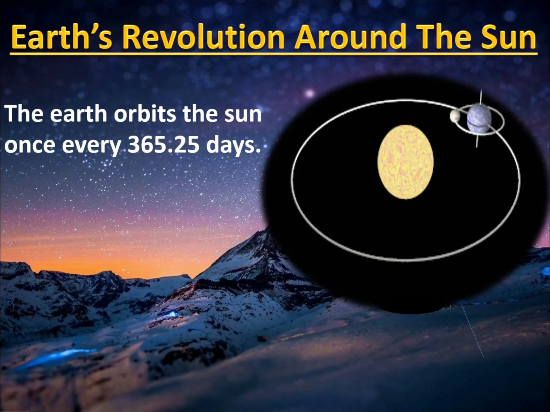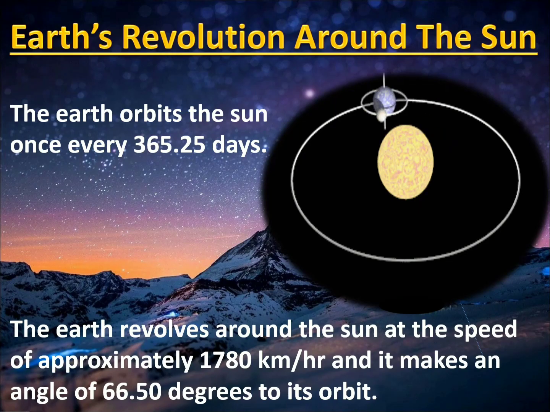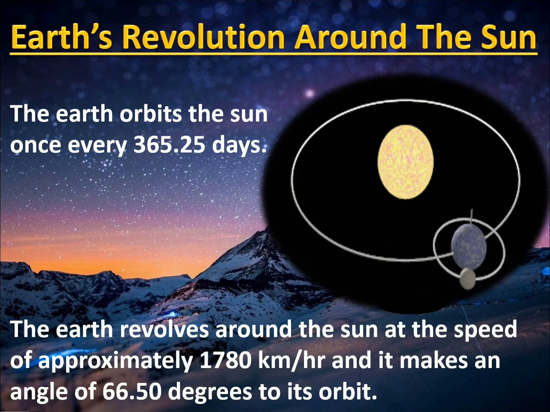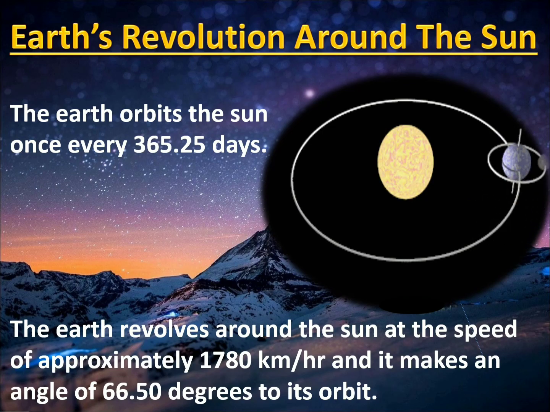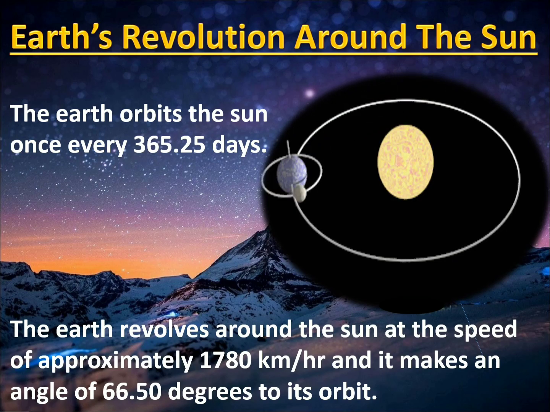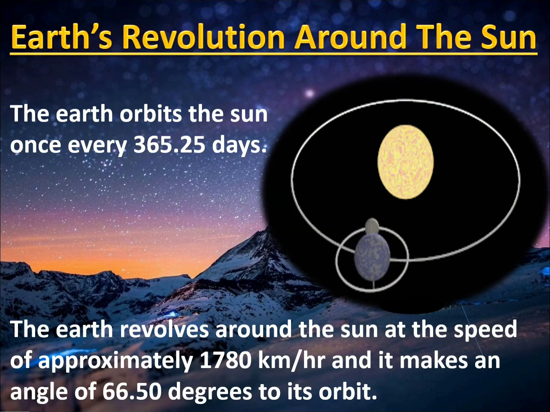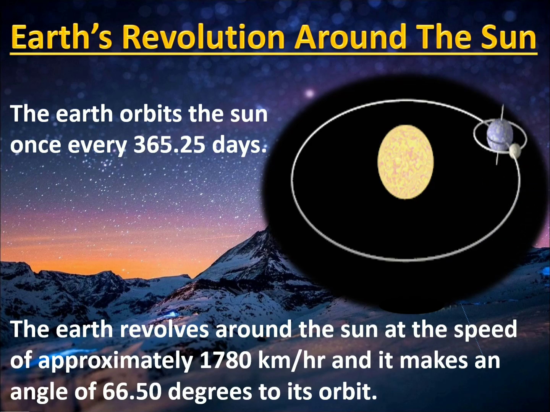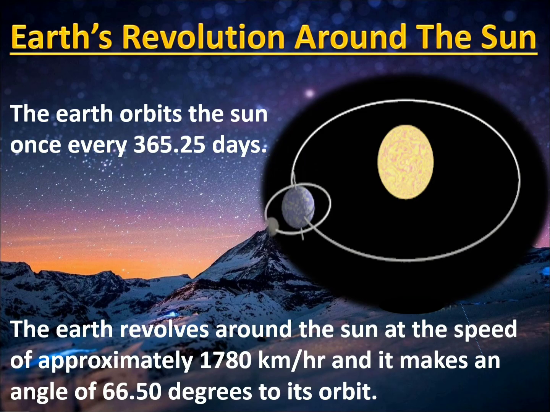Earth's revolution around the Sun. You all know that it takes 24 hours for the Earth to rotate on its axis, right? Everybody knows that now, clearly. Then, what is the duration of one revolution of the Earth around the Sun? The Earth orbits the Sun once every 365.25 days.